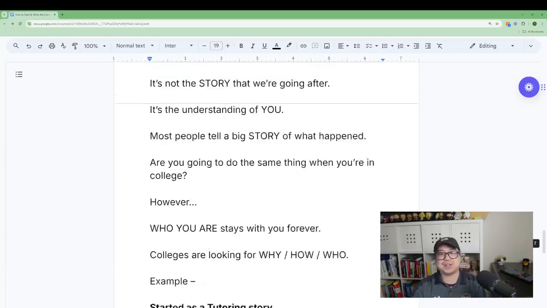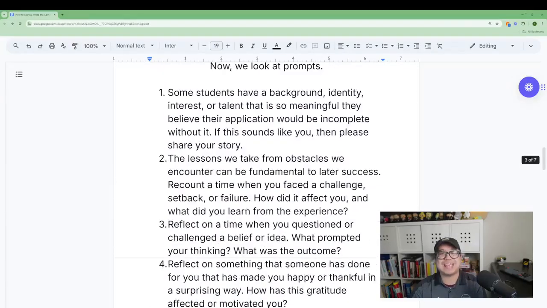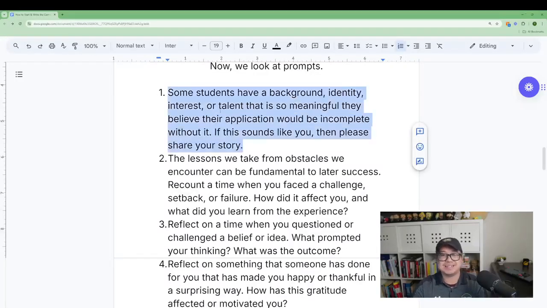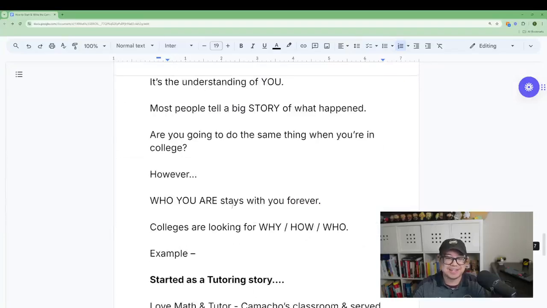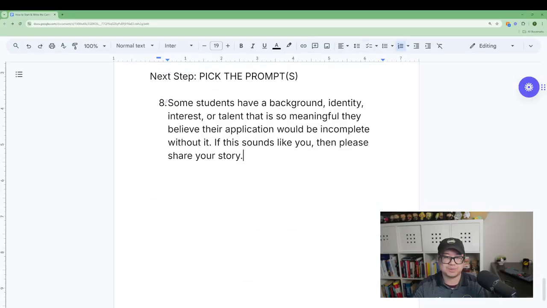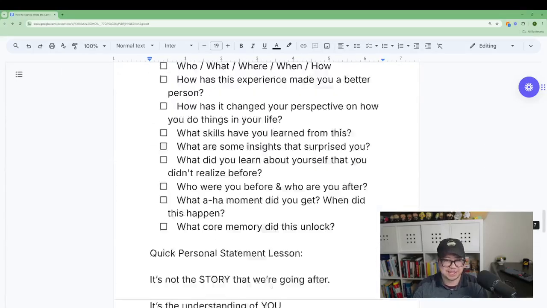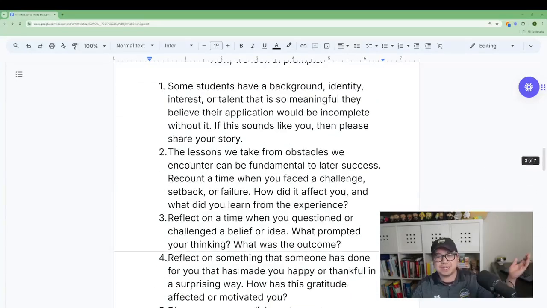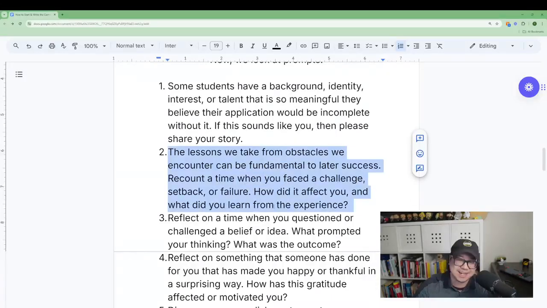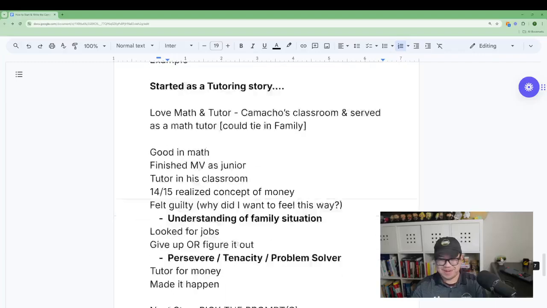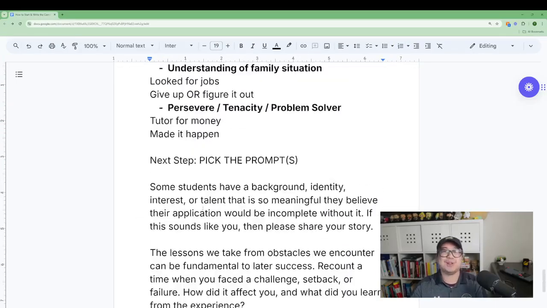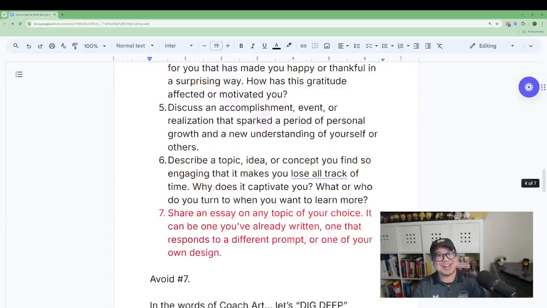Now I get to go back to all these prompts and say, which ones can I talk about? Number one, do I have a thing that is so meaningful that is incomplete? Yes, that would be a talent. I have a talent for not giving up. Number one could work for me. What else can I use? Number two, obstacles, learning life, facing a setback or failure. Oh yeah, I got tons of failure. People said no to me, the story of the no from all the people I applied to for jobs, and I bounced back.